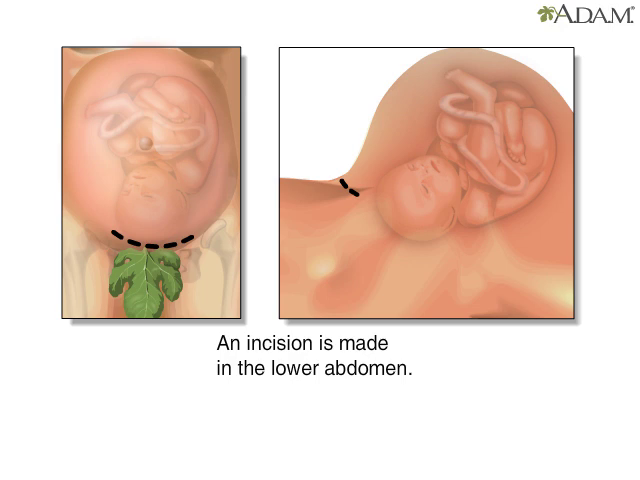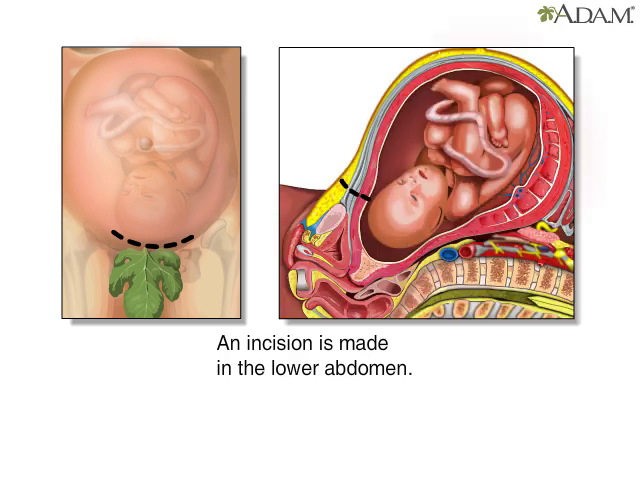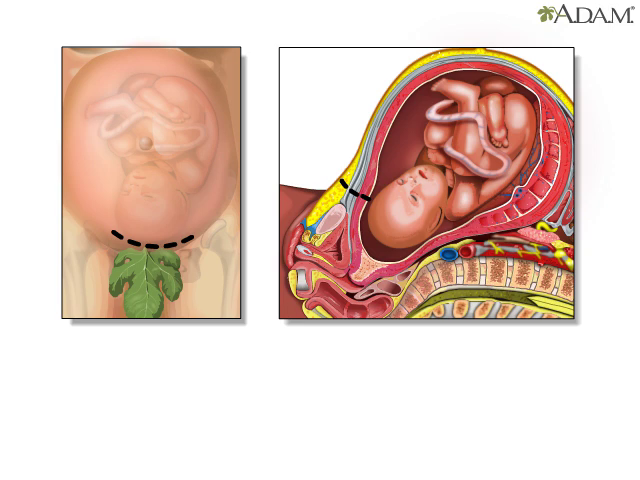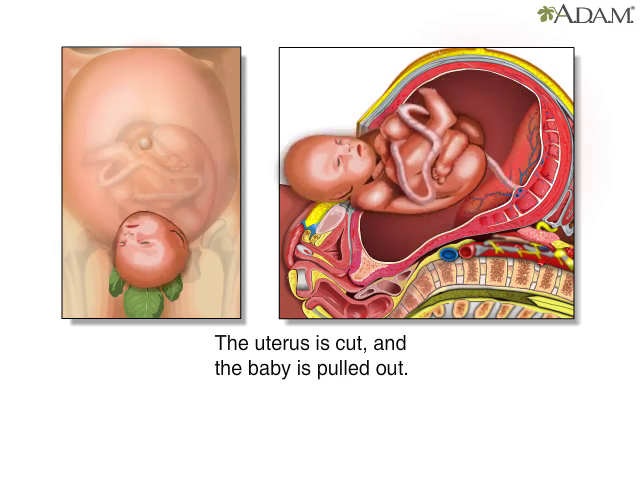During the surgery, an incision is made in the lower abdomen, followed by an incision made in the uterus. There is no pain associated with either of these incisions because of the anesthesia. The doctor will open the uterus and the amniotic sac. Then the baby is carefully eased through the incision and out into the world. The procedure usually lasts about 20 minutes.